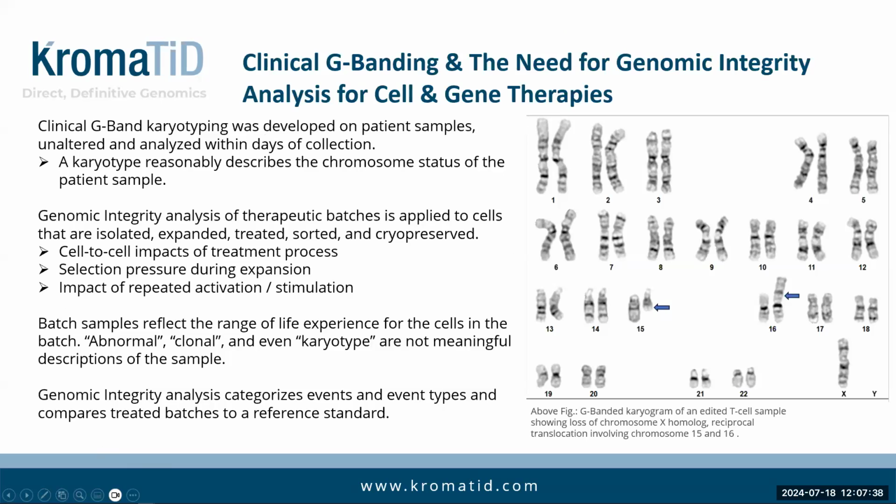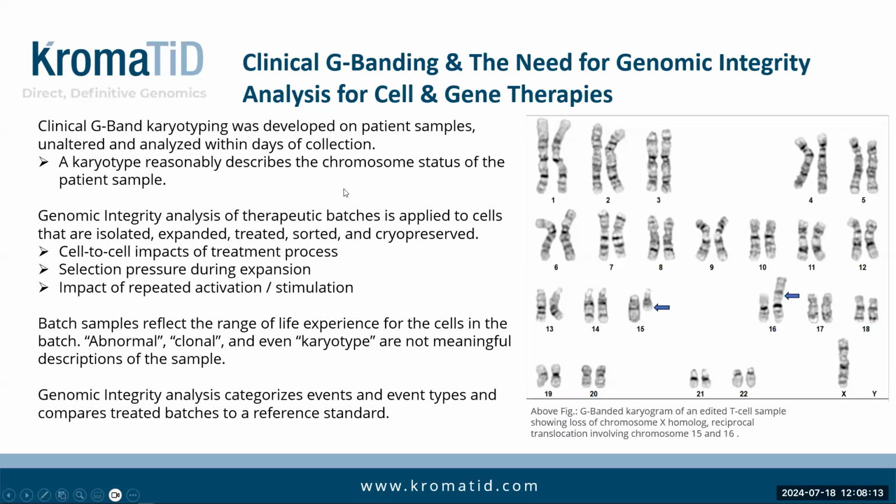This slide is about why standard karyotyping doesn't address the reporting needs for the gene and cell therapy world. So clinical G-band karyotyping was developed on patient samples, unaltered, and analyzed within days of collection. So a karyotype reasonably describes the chromosome status of the patient sample. But genomic integrity analysis on therapeutic batches is applied to cells that are isolated, expanded, treated, sorted, and cryopreserved.